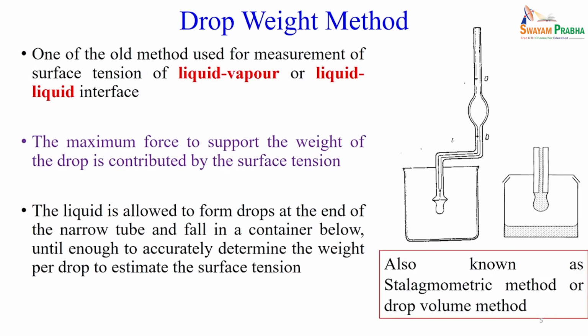The very first one we will see is the drop weight method. This is the old method being used for the measurement of surface tension at both the liquid vapor interface and the liquid liquid interface. Typically for the liquid vapor we call it the surface tension, and for the liquid liquid we call it the interfacial tension.